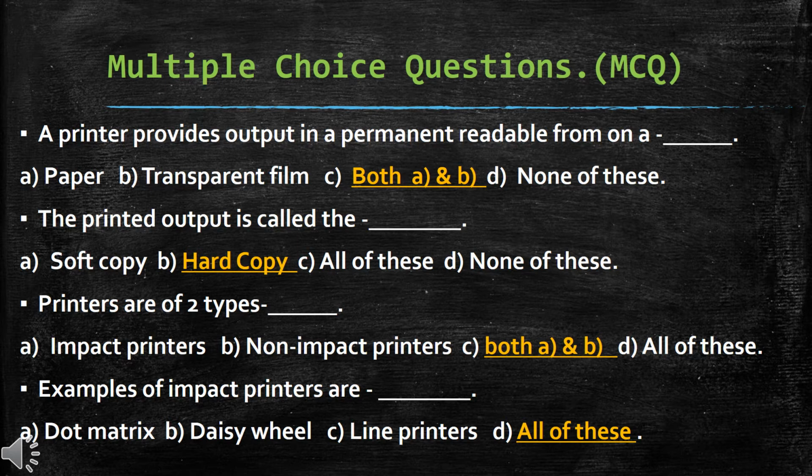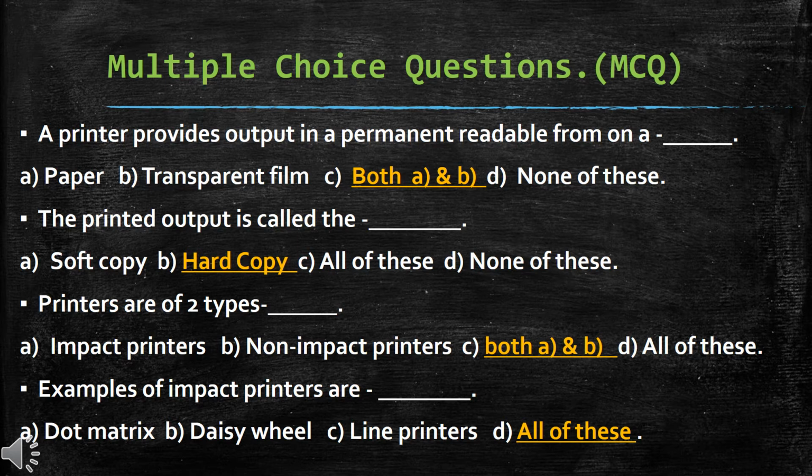Printers are of two types. Options are impact printers, non-impact printers, both A and B, and the last option is all of this. The answer is both A and B. That means printers are of two types. The first one is impact printer and the second one is non-impact printer.